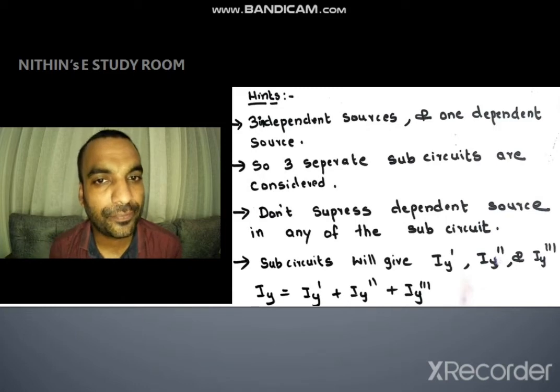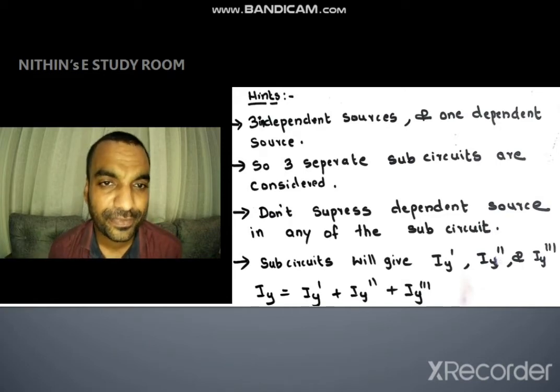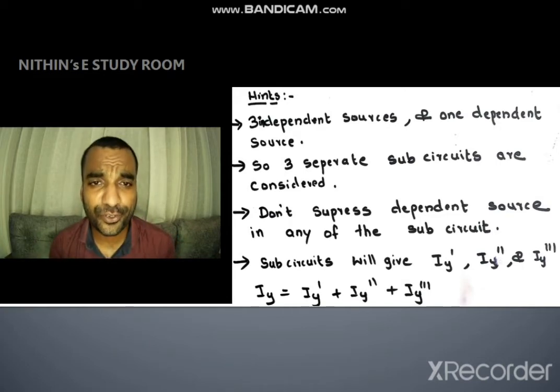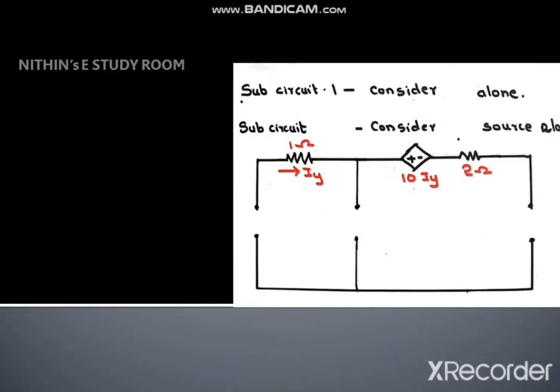In total, Iy is equal to Iy dash plus Iy double dash plus Iy triple dash. So these are the hints. Now we are going to separately analyze each subcircuit. Okay, so we can move to the next slide.